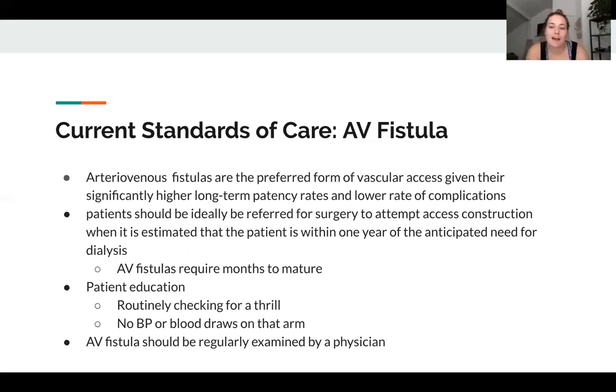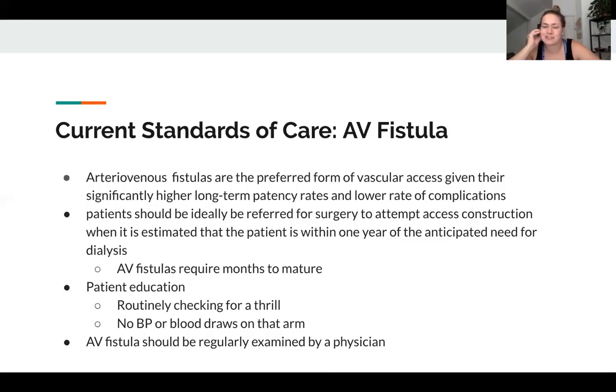So now that we have decided that we're going to go with that hemodialysis route for him, a big part of this is we want to get that AV fistula constructed if we are anticipating that we're going to have dialysis within the year. So an AV fistula is the preferred form of vascular access for hemodialysis, and it has less rates of complications and significantly higher patency rates for long-term dialysis. So they should ideally be referred when they know they're going to need it in the next year, because they require a couple months to mature and really be able to be used.